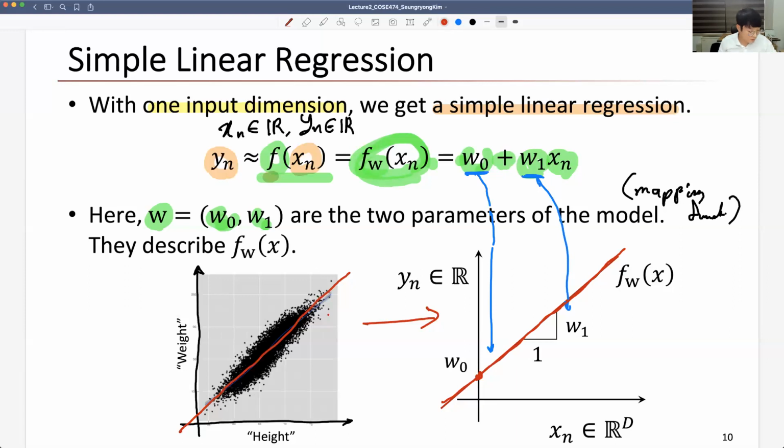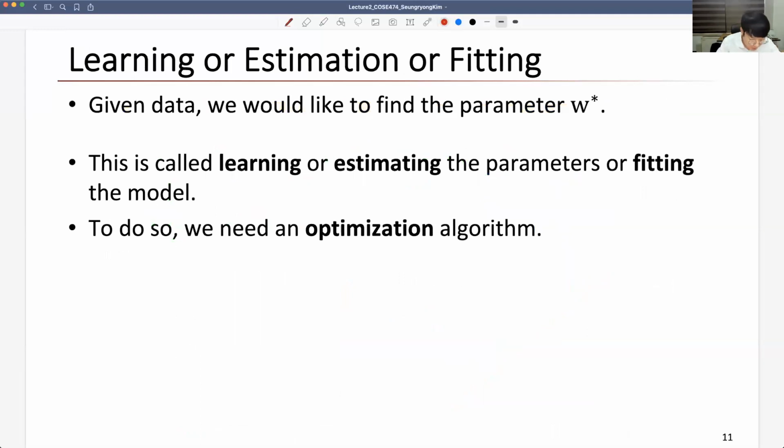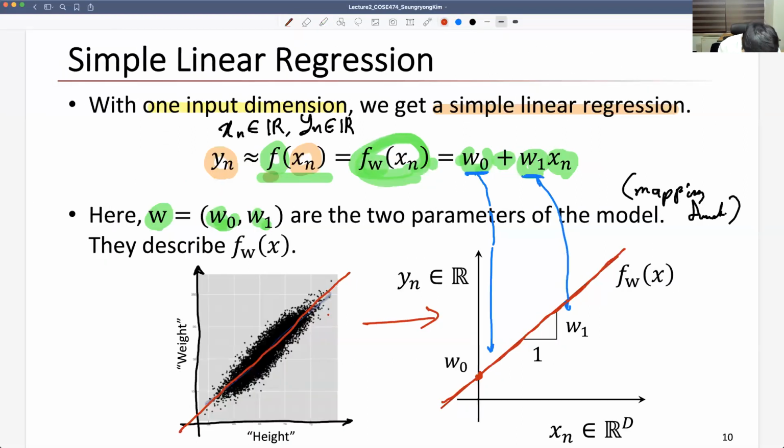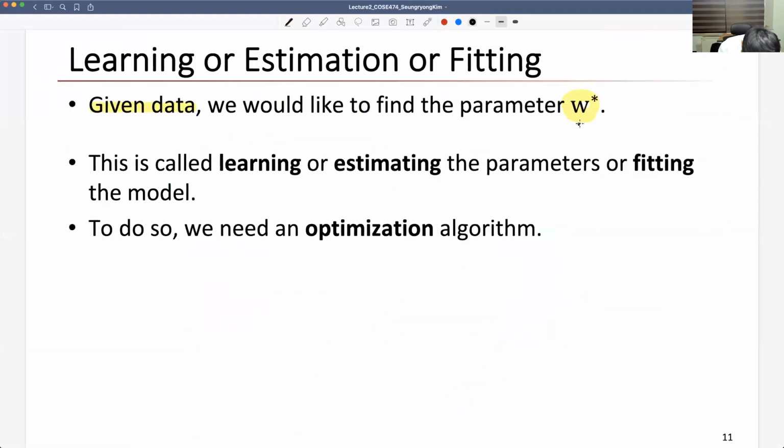Okay, so this is the representation of simple linear regression. So what is learning? What is estimation? What is fitting? Actually, these terms have similar meanings. Given the data, we would like to find the optimal parameter w star. In our case, it was w0 and w1, right? So what is the optimal parameter?